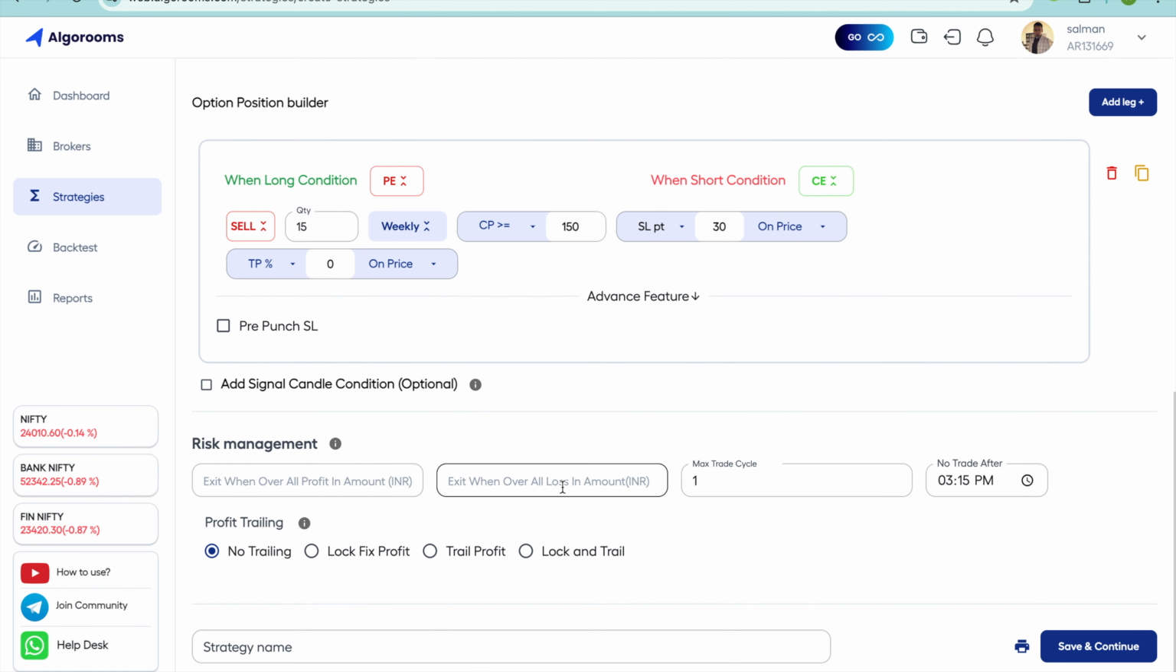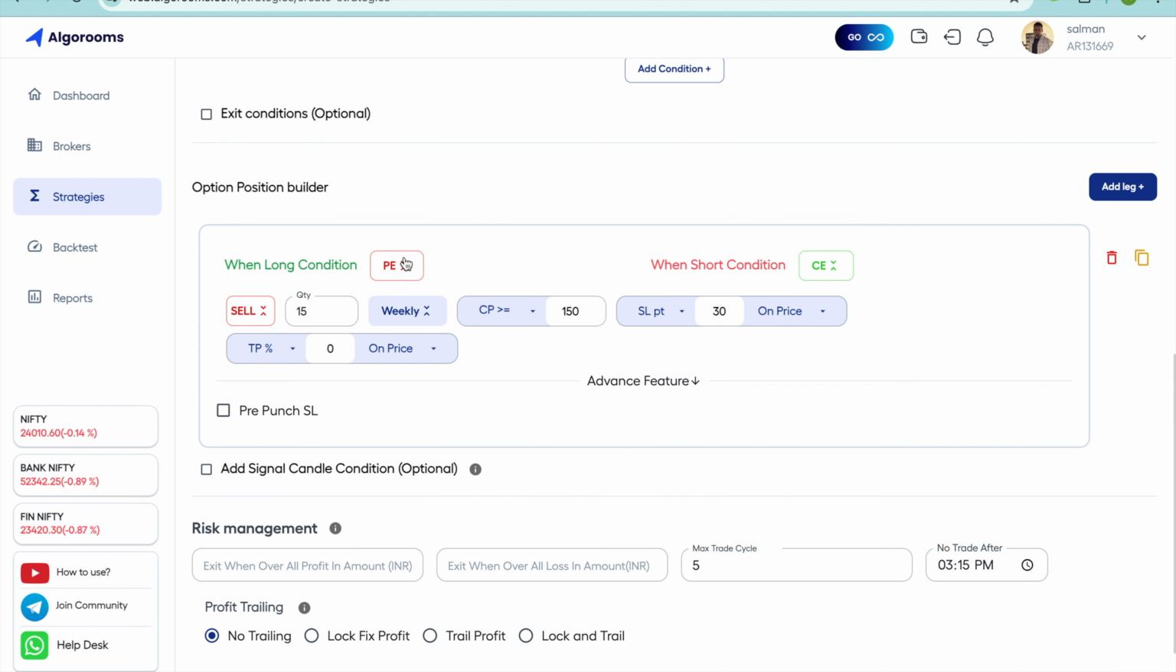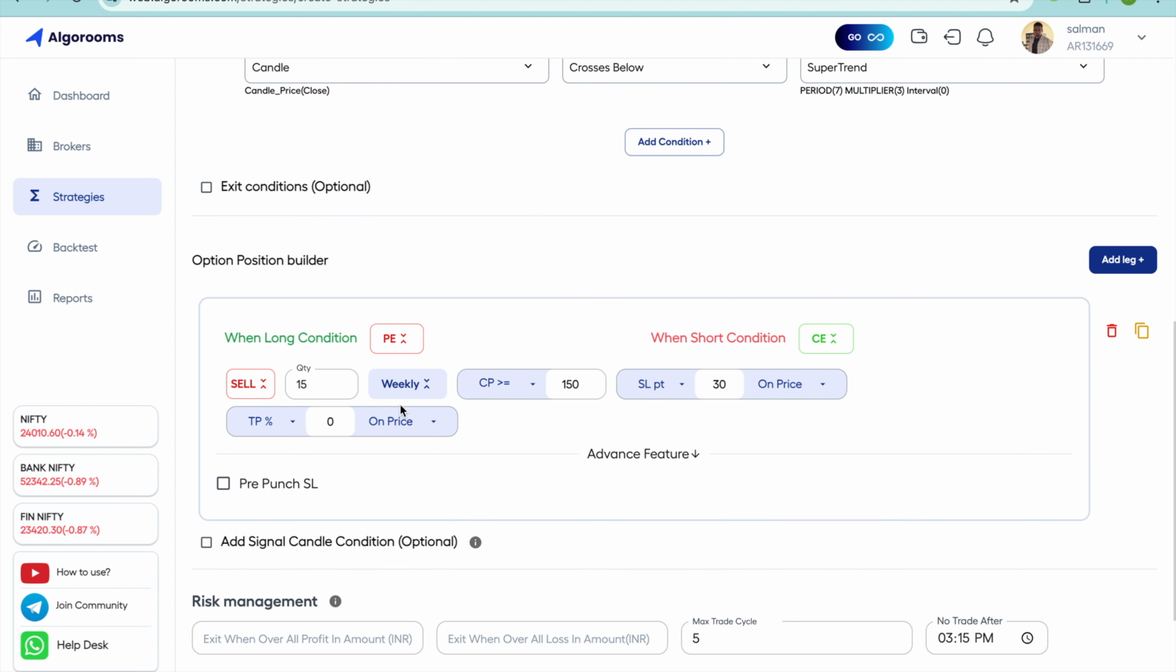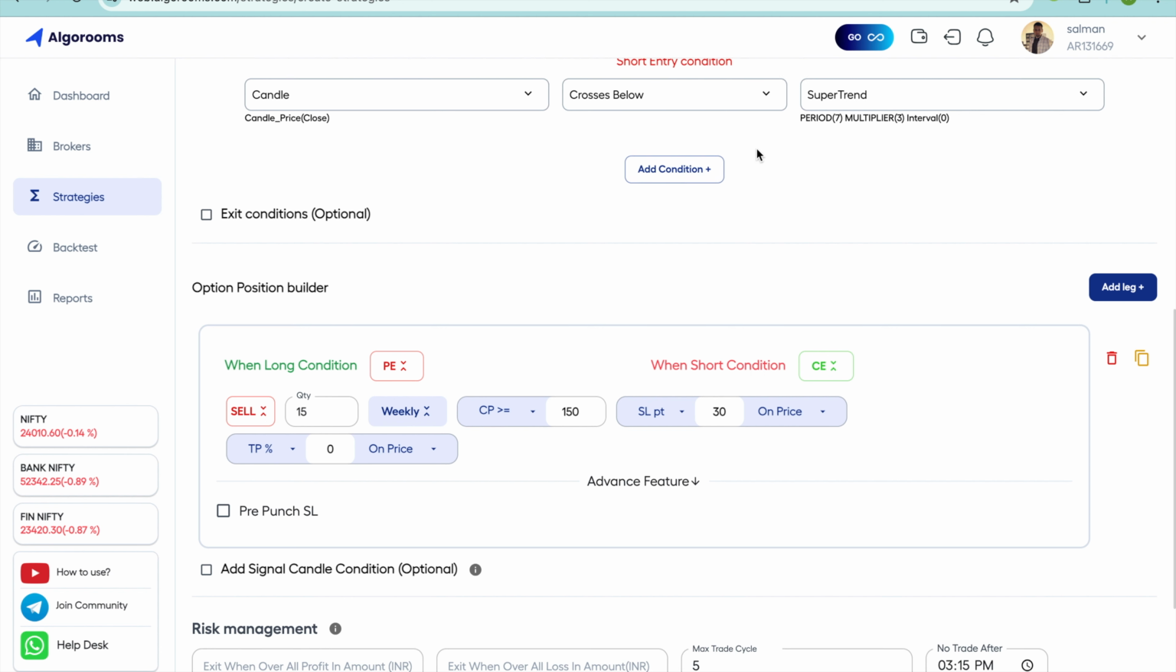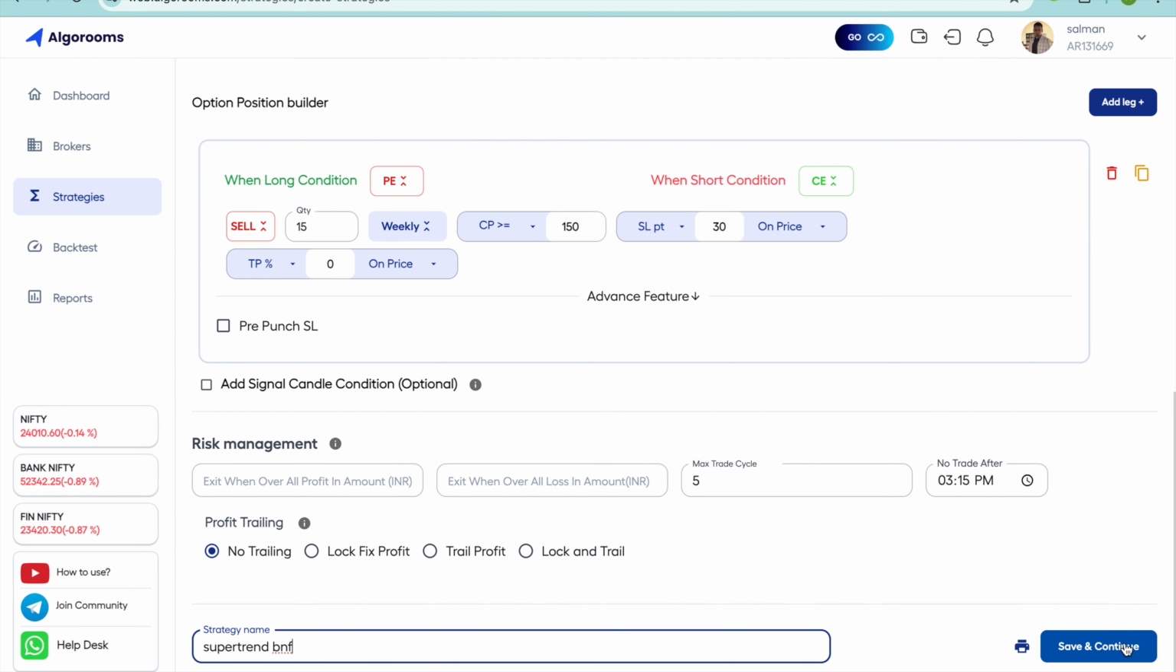For risk management, max trade cycles is 5, and we will not put an overall loss target because we have already put a 30 point stop loss. Strategy is super trend, Bank Nifty. These conditions are already there. When the market is going long, when it is crossing above, you sell a PE. When the market is going short, when it is crossing below, you sell a call. So this is a sell strategy.